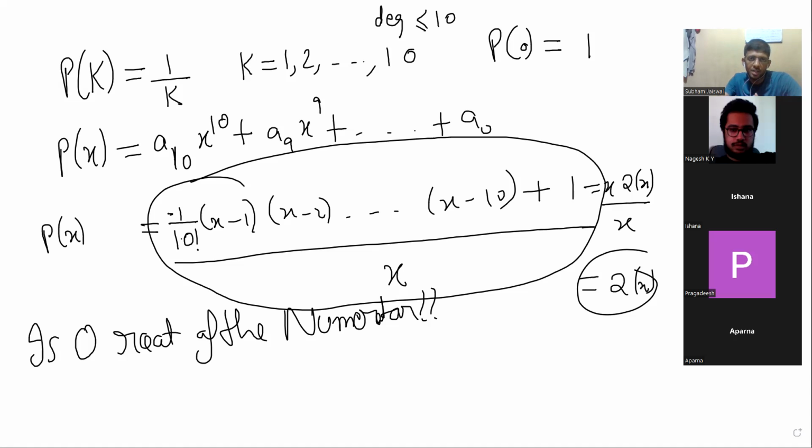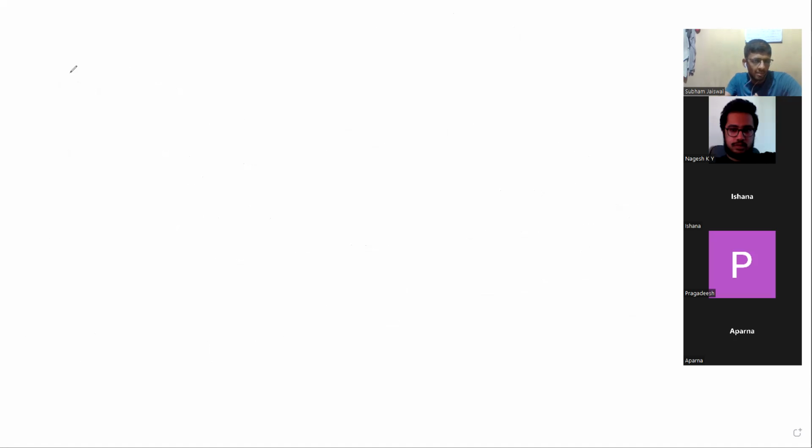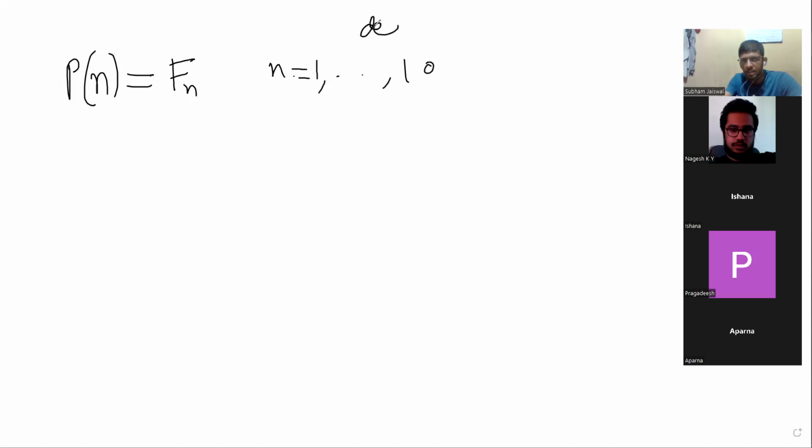Maybe for homework, and this was also there in Brilliant, but maybe some more questions can come out of it. Let's say that P(n) is equal to F(n), where F(n) are the Fibonacci numbers, for n equal to maybe 1 to 10, and let's say the degree is less than or equal to 9. Find P(x).